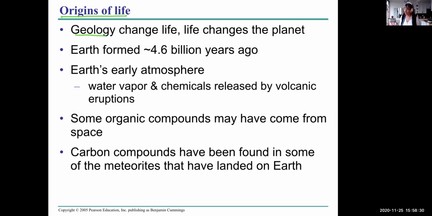But very early on, the Earth formed 4.6 billion years ago. Early atmosphere had lots of water vapor and lots of chemicals released by volcanoes. Some organic compounds may have come from space. There's a lot of stuff landing on the Earth from space all the time. Small meteors, and I think they call it space dust. Yeah, there have been some carbon compounds found in some of the meteorites that have landed on Earth.